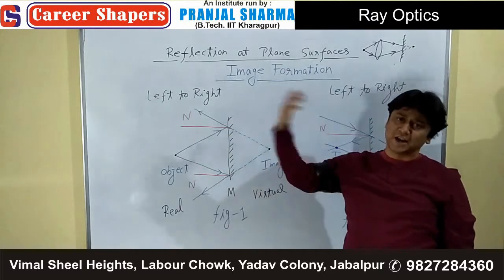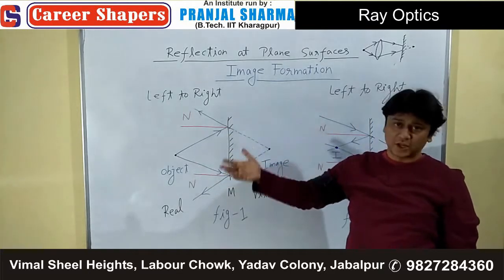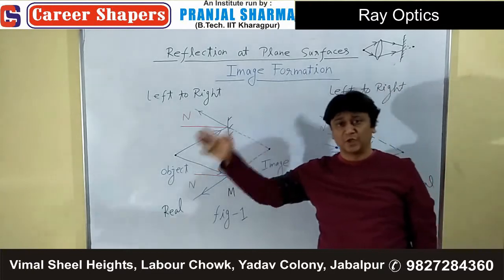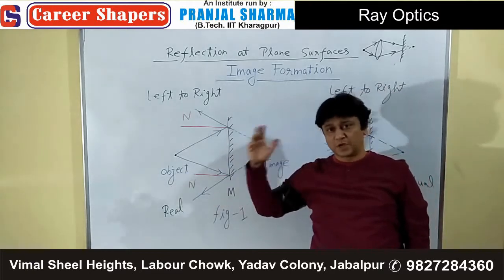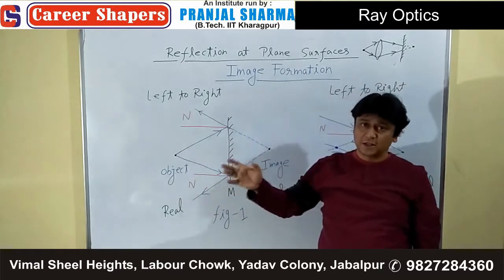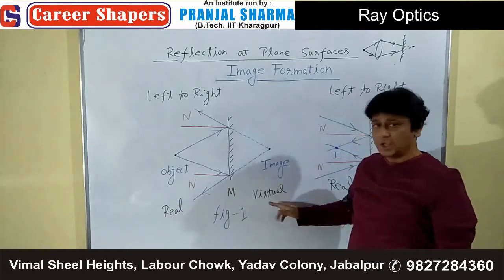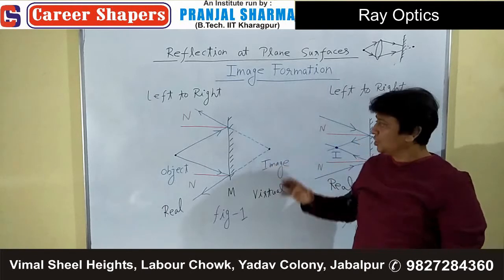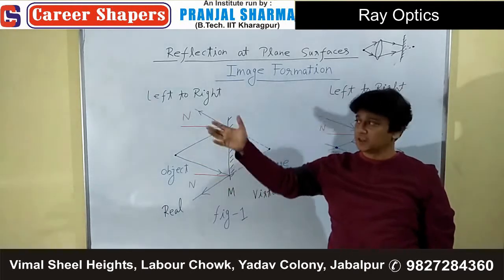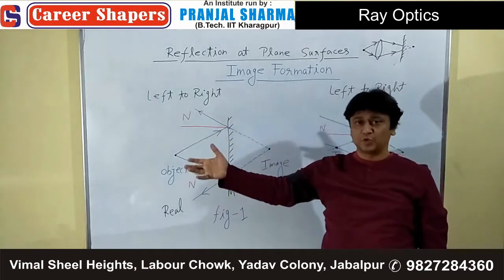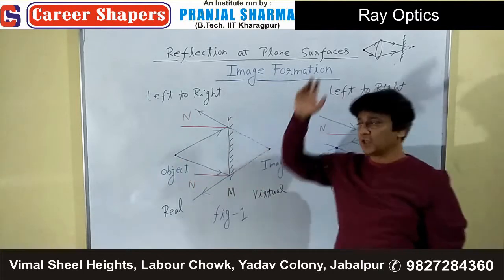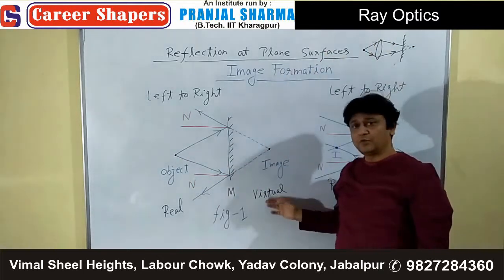There is nothing behind the mirror. There is nobody standing behind the mirror. Whatever you see is not present there. Since it's not present, but you can see it, this contradiction is what? Virtual. Remember the word contradiction. You see something in the mirror, but there is nothing which is present there. And therefore, we use the concept of virtual.